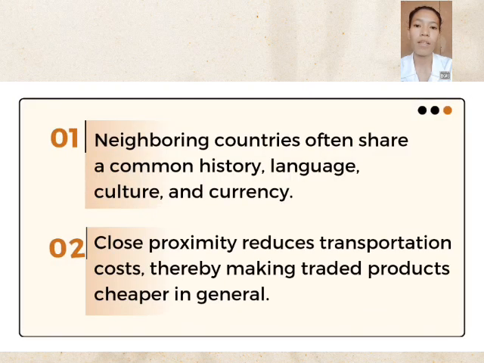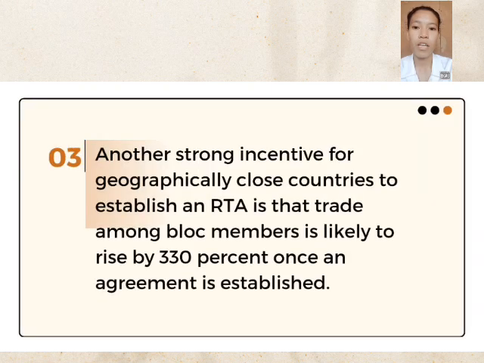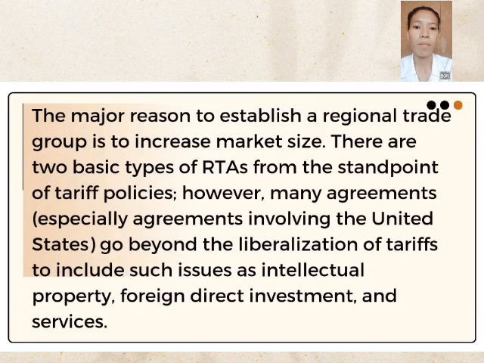The first one: neighboring countries often share a common history, language, culture, and currency. Second, close proximity reduces transportation costs, thereby making trade in products cheaper in general. Another strong incentive for geographically close countries to establish an RTA is that trade among bloc members is likely to rise by 330% once an agreement is established. The major reason to establish a regional trade group is to increase the market size.